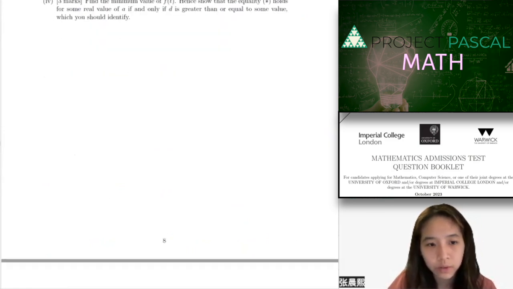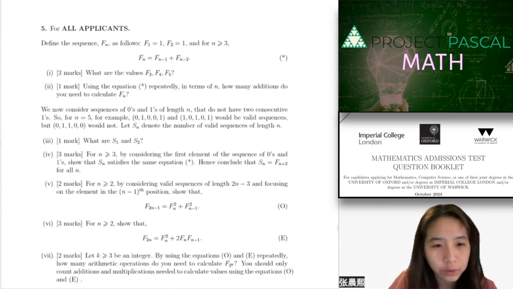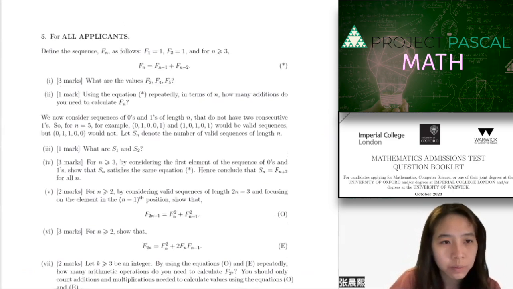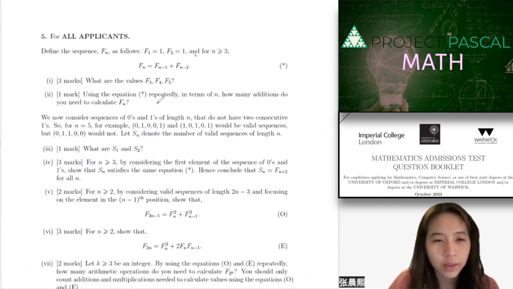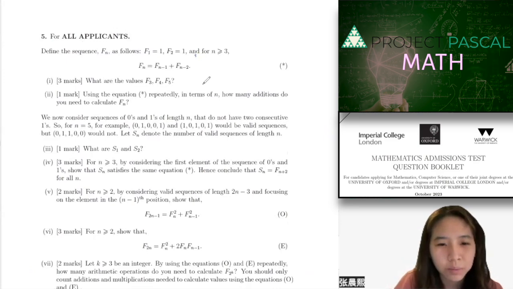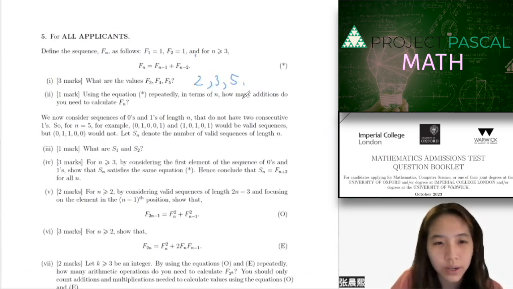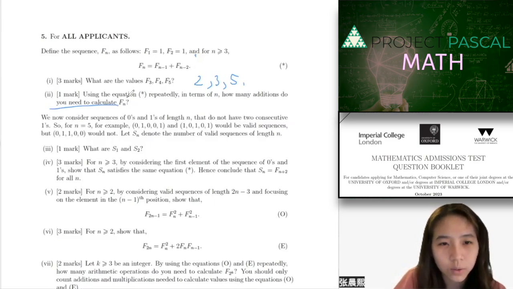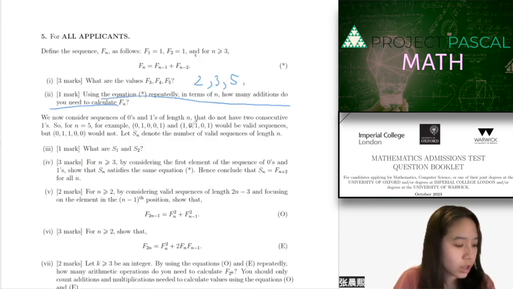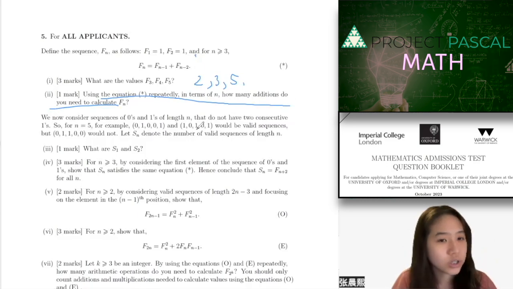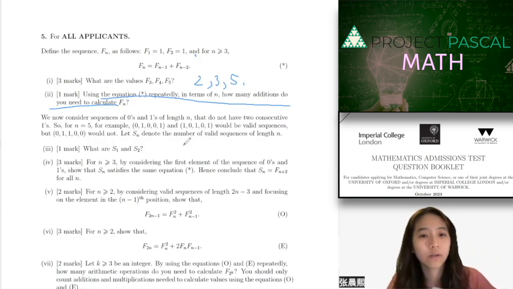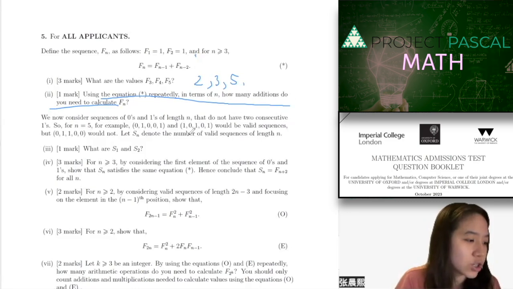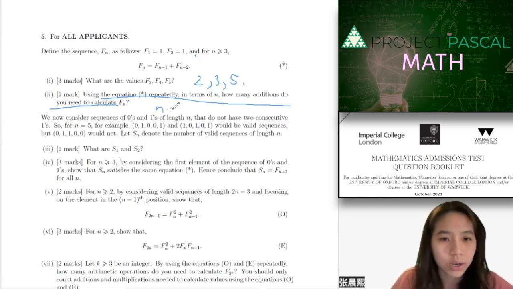Okay, now we move on to question 5, which is also the most simple problem because it's Fibonacci. So F3 is equal to 2, F4 is equal to 3, F5 equals 5. Then using the equation repeatedly in terms of n, how many additions do you need to get to Fn? You do need every single addition to get to Fn. So it's n minus 2.